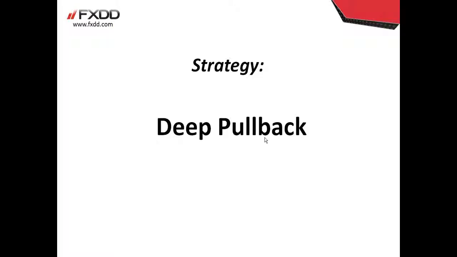Now, this is provided that the deep pullback does not turn into a reversal. And that's what we have to be careful of, and that's why we have controls in place. We have confirmations in place that will help us decide whether this is a pullback or a reversal. And even if it does turn into a reversal, we have very strong risk management in place that will take care of us. Okay, so what is the deep pullback?